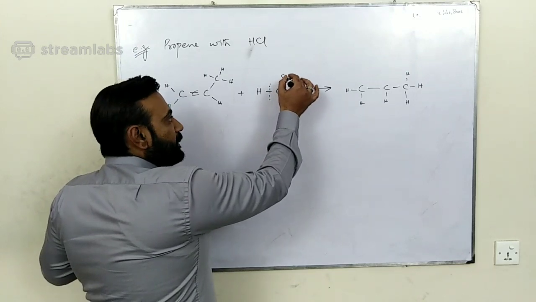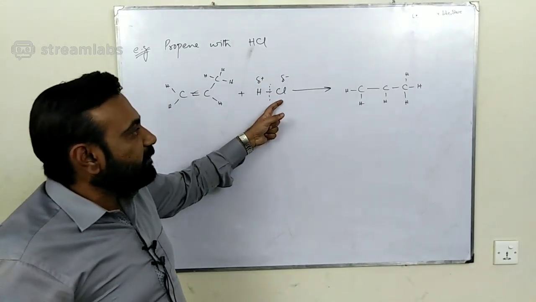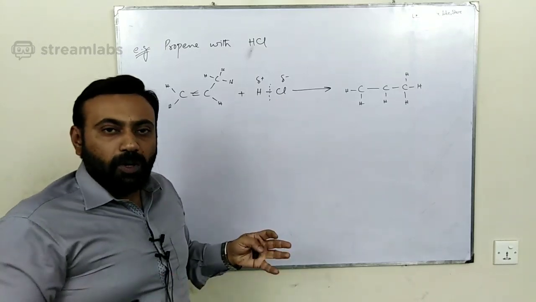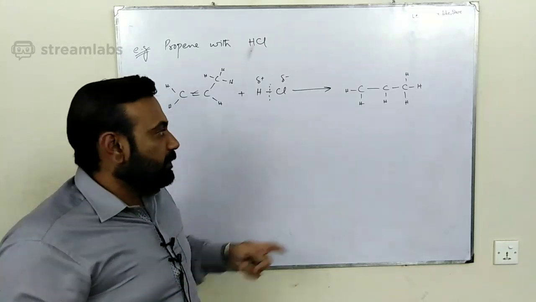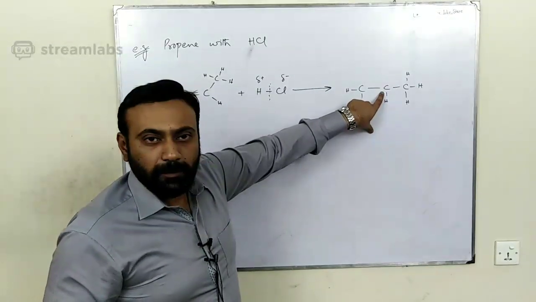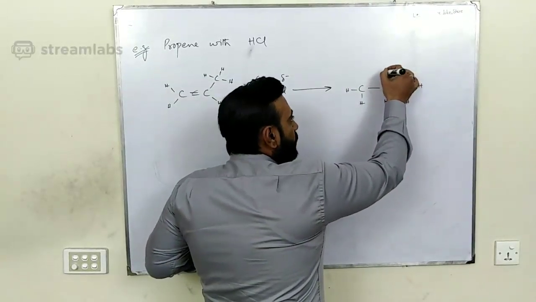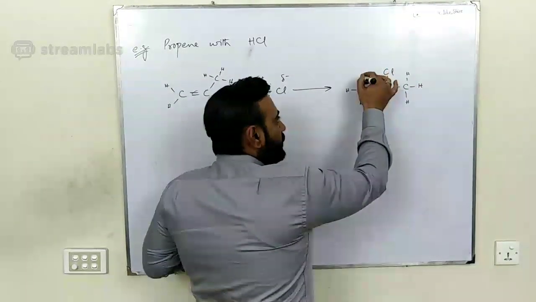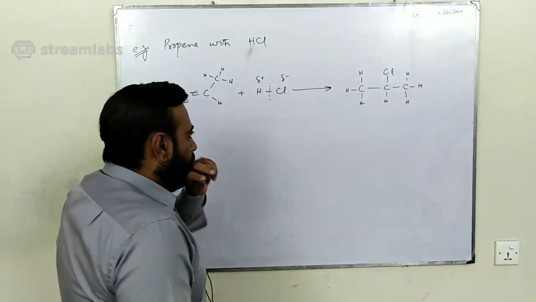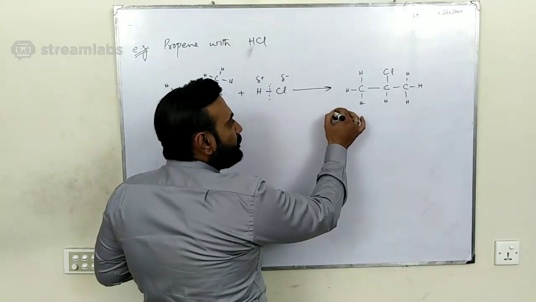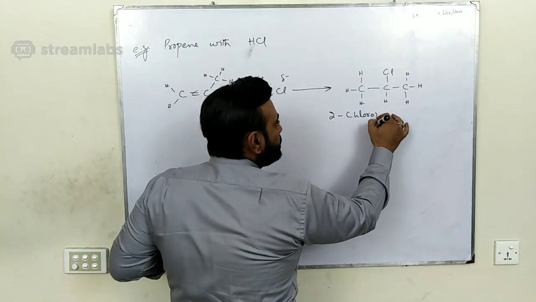Chlorine already has a partial negative charge, hydrogen already has a partial positive charge, so the negative radical would form a bond with the carbon atom with the least number of hydrogen atoms. Like in this case, this one. This carbon is likely to form a bond with this chlorine, and hydrogen would obviously go to this. The compound thus formed will be 2-chloropropane.